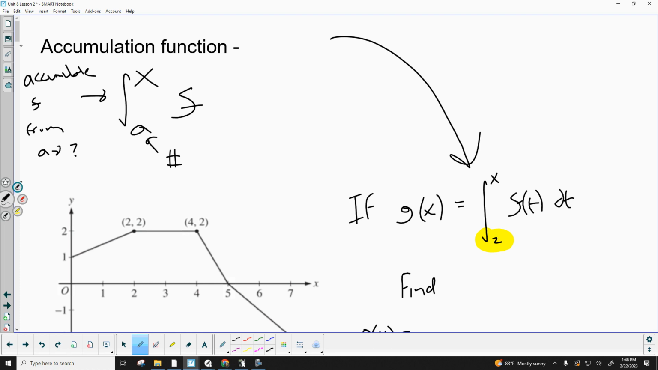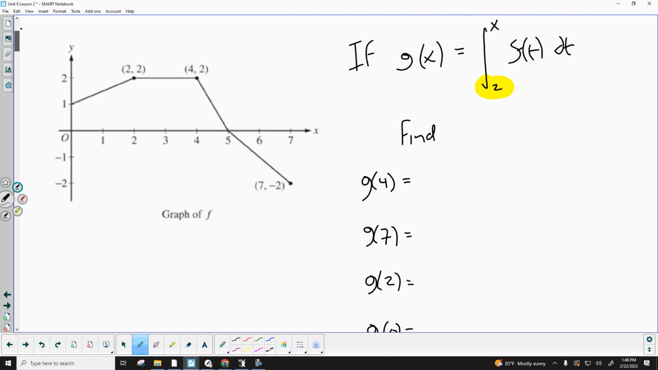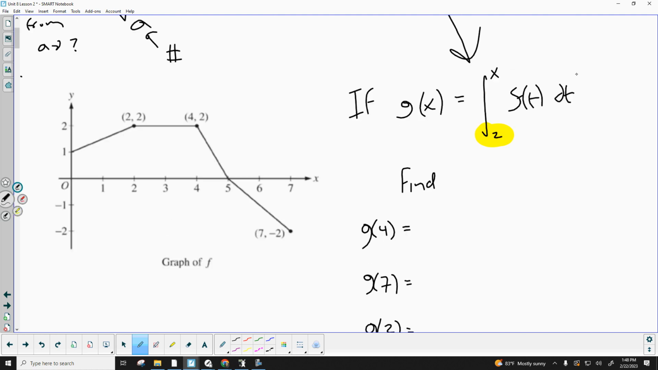Now here's the first thing people worry about. What the heck is going on with x's and t's? Well, first things first, you can almost ignore the t and the dt. And it's just easier. This function g equals the accumulation of f. Here is the graph of f. That's f. The accumulation of f from 2 to x is g. Okay?